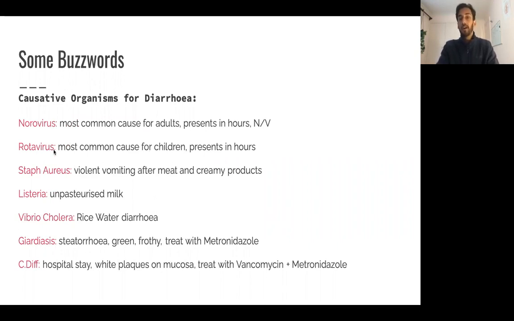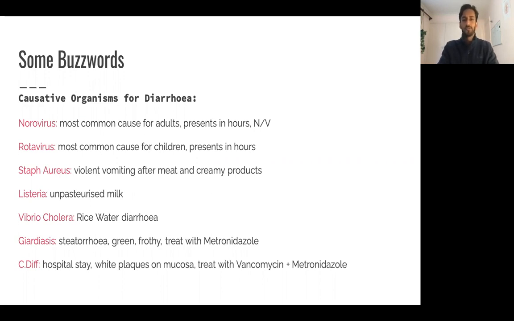So in this question, most of you were probably tossing up between norovirus and rotavirus. Norovirus is most common in adults. It's your classic cruise ship outbreak, that kind of thing. Rotavirus is most common in children. This patient was a kindergarten teacher, so it's likely that she was in contact with children a lot. That's a brief explanation for this.